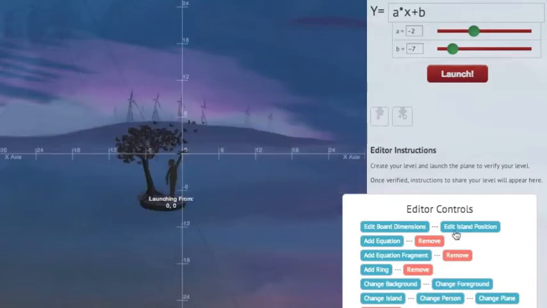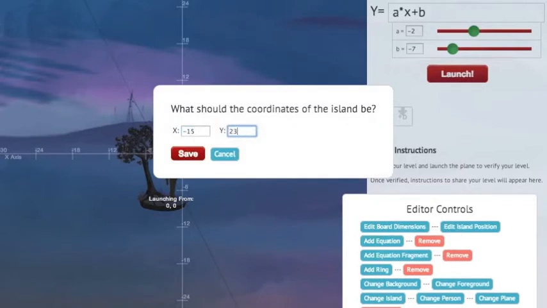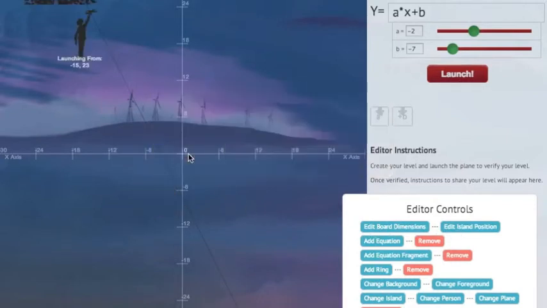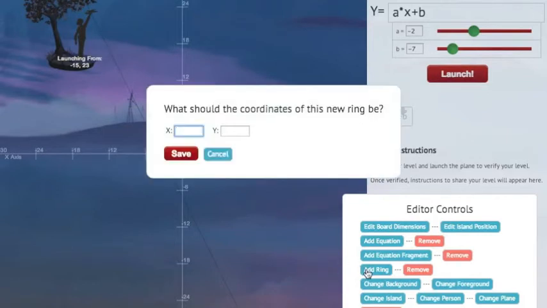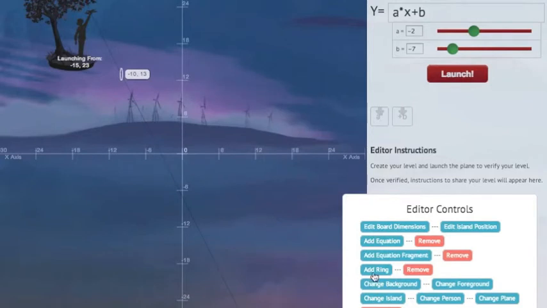As they try to create challenging levels, they'll need to validate their own levels by placing rings along the lines they've graphed. So as they create more challenging levels, they will be challenging themselves to solve their own equations for various values of x.